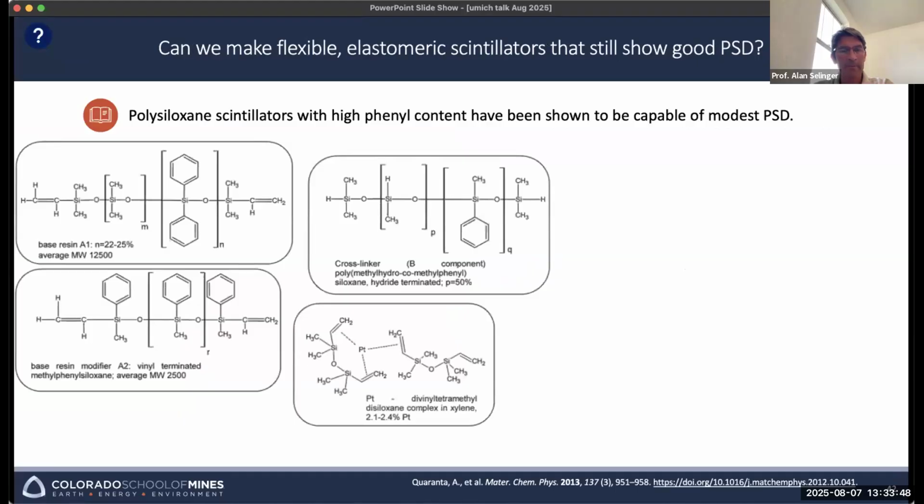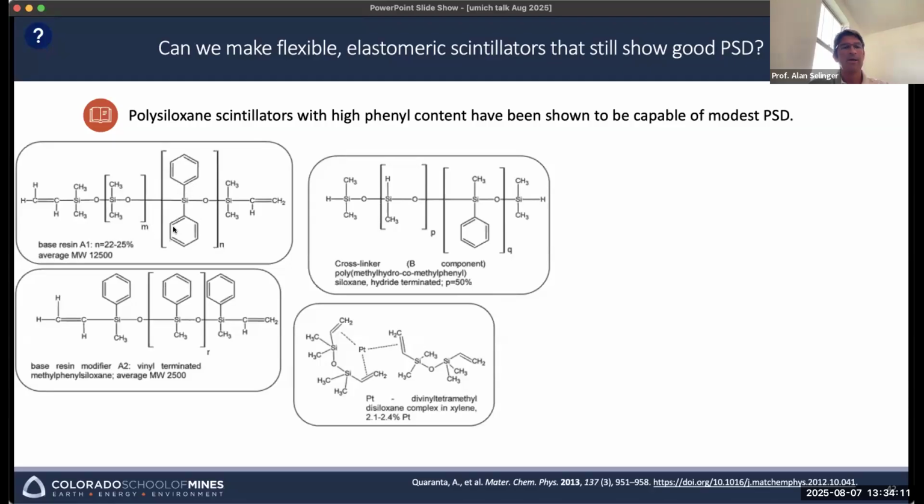There have been papers published in this area. There's a group in Italy, the Quaranta group, that published these polysiloxanes. Here's the chemical structure. These are alternating oxygen and silicon, and the silicon, you can see, has two aromatic groups. Some of the monomers have two methyl groups, and so you just need to control this.